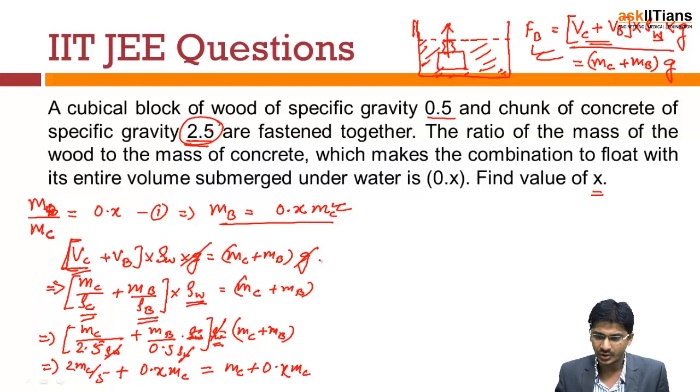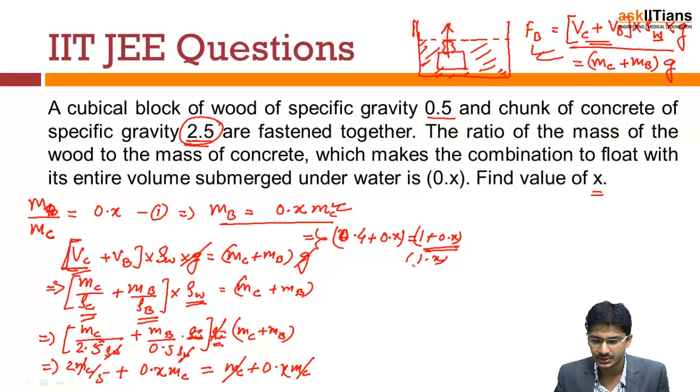Okay, so if you solve this equation, what you have here, we can cancel this mass of concrete with this mass of concrete. It gets cancelled out. So what we have is 2.2 by 5. We can write this as 0.4 plus 0.x is 1 plus 0.x, right? So this is 1.x. So what I have here is 1.x minus 0.x is 0.4. This is the equation that I have got.